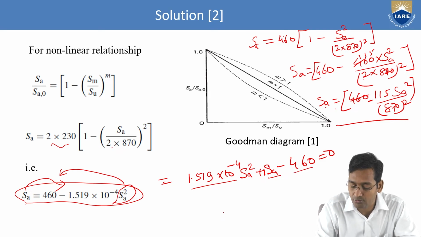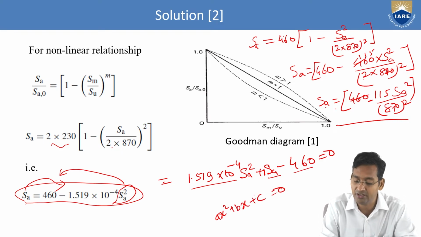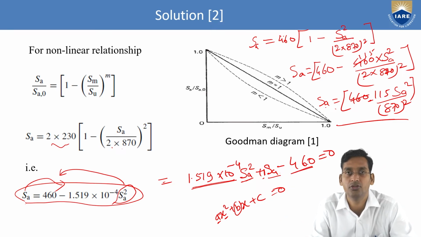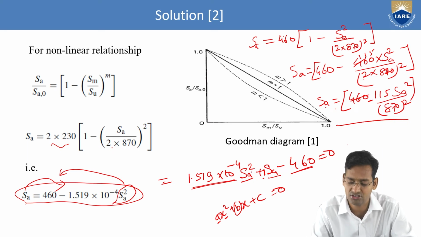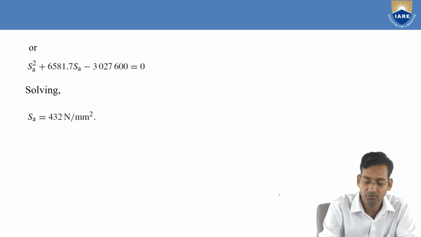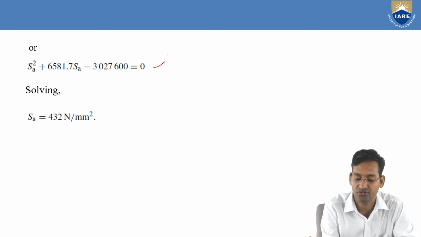So now we can use the formula, AX square plus BX plus C equals to 0, in the quadratic form. So now here A is that constant, 1.519 into 10 to the power minus 4, and the variable is SA. So just see SA square, now this SA, so here B is 1 and C is minus 460. So you can go by the formula or by middle term splitting, anyone, or you can use your calci to find SA. So this will be the final equation.